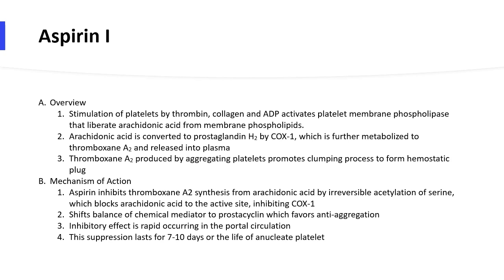Now, what is the mechanism of action of aspirin? Aspirin inhibits thromboxane A2 synthesis from arachidonic acid by irreversible acetylation of serine, which blocks arachidonic acid from the active site, inhibiting COX-1. It shifts the balance of chemical mediators to prostacyclin, which favors anti-aggregation. The inhibitory effect is rapid, occurring in the portal circulation. This suppression lasts for 7 to 10 days or the life of an anucleate platelet.